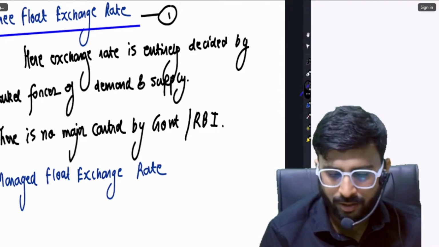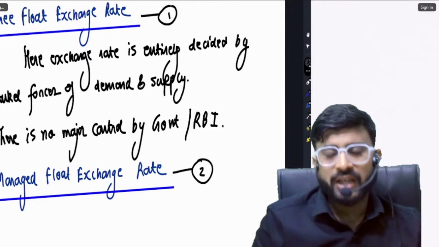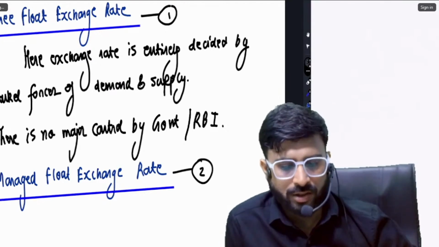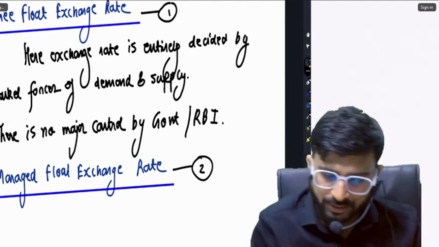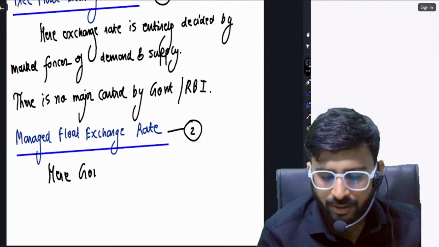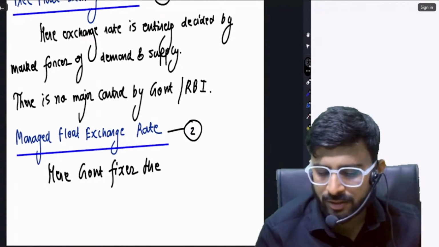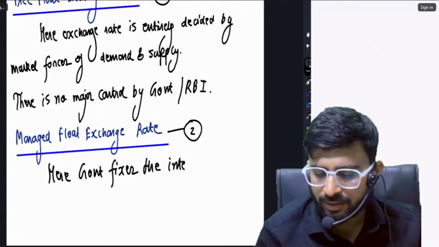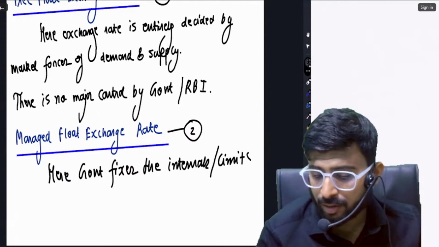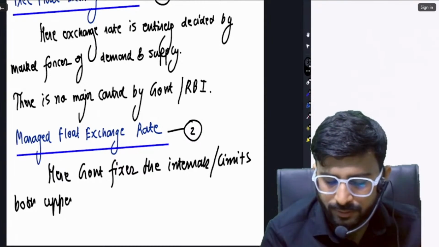Number two is the managed float exchange rate. What happens here is that the government fixes the intervals, or limits, both upper and lower.